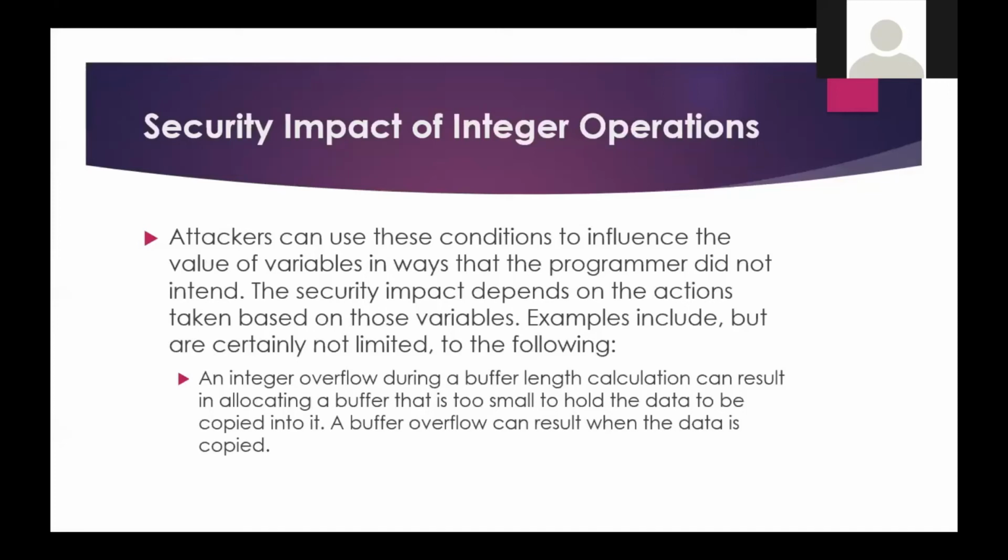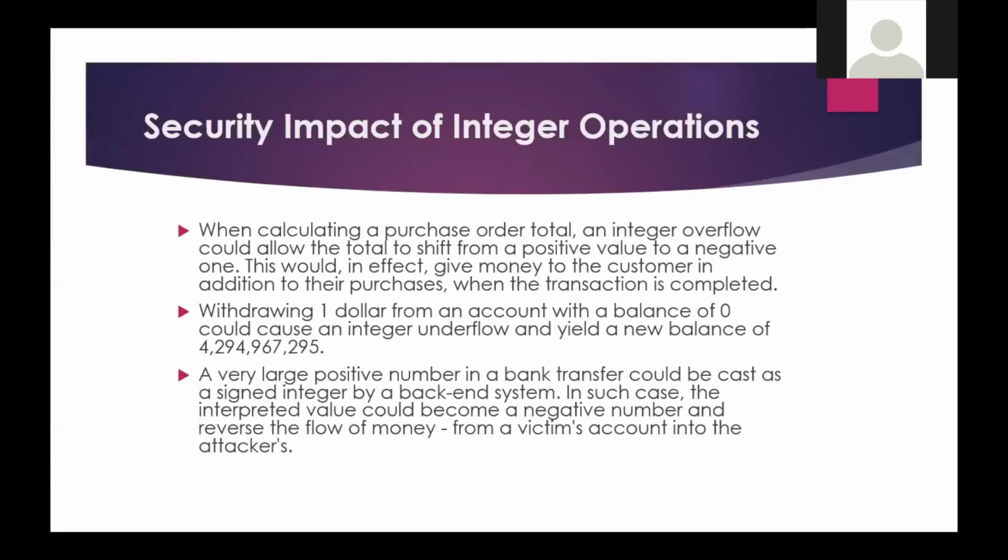Examples include, but are not limited to, the following: an integer overflow during a buffer length calculation can result in allocating a buffer that is too small to hold the data to be copied into it. A buffer overflow can result when the data is copied.